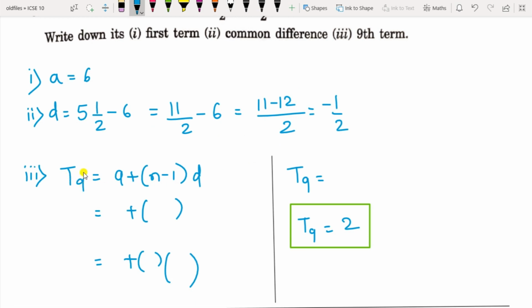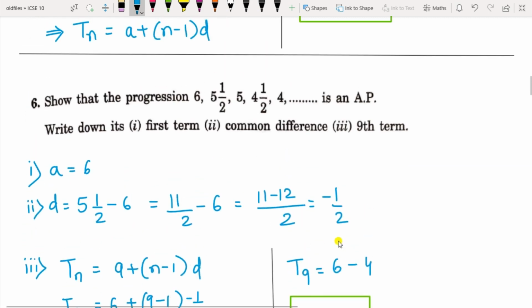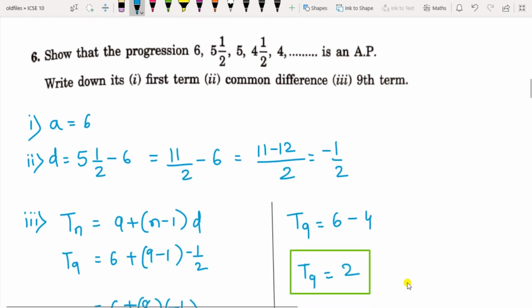Therefore apply the formula Tn equal to A plus (n minus 1)D. So here T9 you have to find, A is 6, 9 minus 1, and the difference is minus 1 by 2. So 6 plus 8 times minus 1 by 2, this will be 6 minus 4, that is 2. So T9 is 2. So the 9th term of this given AP is 2.